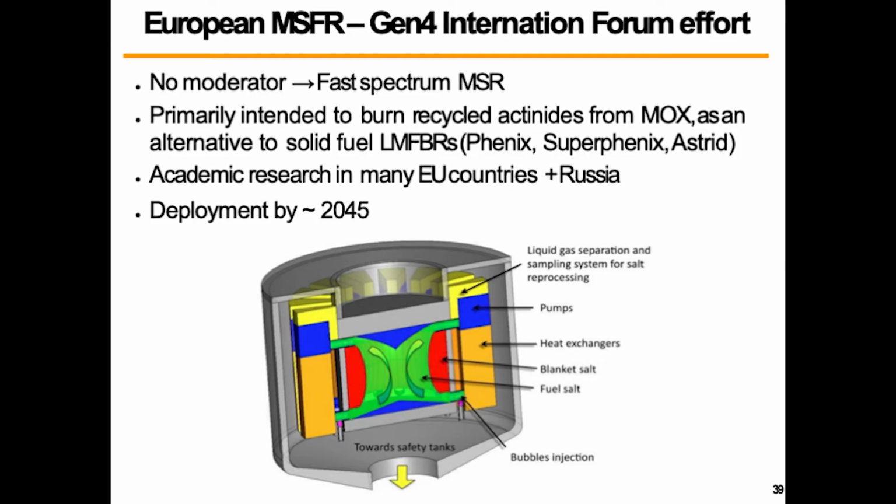Europe is pursuing a molten salt fast reactor. So this is the core with no internals. It's just a fast core where the fuel flows in these loops. That's the alternative to solid fuel liquid metal fast breeders to burn excess actinides, which are left over after you do the MOX fuel for light water reactors. But they aim for deployment after 2045. So I think if somebody tells me that something will happen after they retire, I don't take it too seriously.